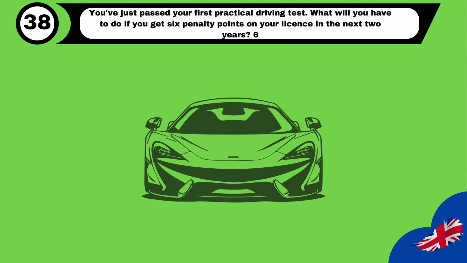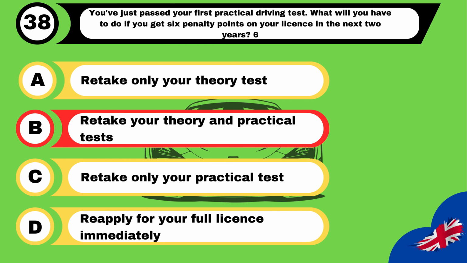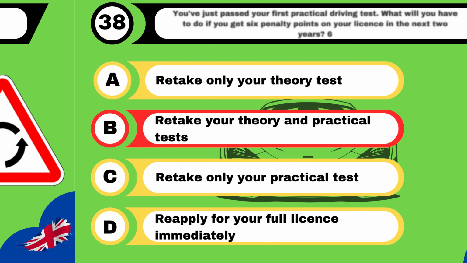Question 38. You've just passed your first practical driving test. What will you have to do if you get 6 penalty points on your license in the next 2 years? A. Retake only your theory test. B. Retake your theory and practical tests. C. Retake only your practical test. D. Reapply for your full license immediately. The answer is B. Retake your theory and practical tests.